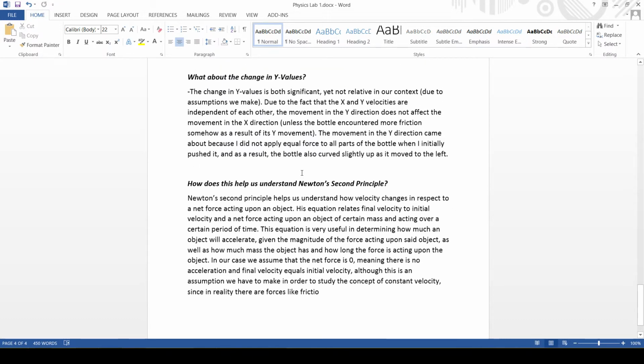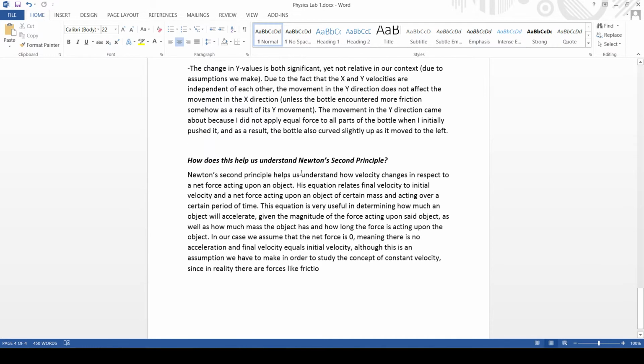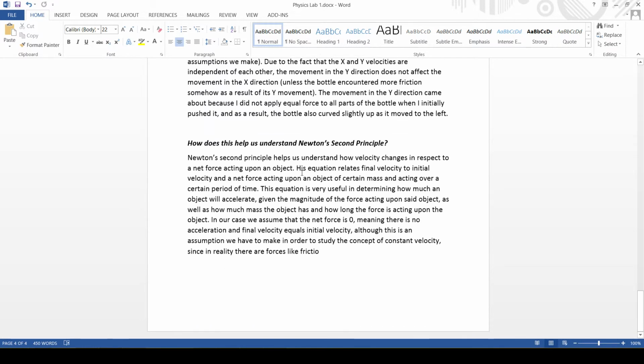This movement in the y direction was caused by my initial push on the bottle to get it rolling. My push was not strictly horizontal, and as a result, the bottle experienced some movement in the y direction. Now, in relation to Newton's second principle, we can see that when there is 0 net force acting on an object, it does not matter what the mass is, and it does not matter how long the force is acting upon it. If there's 0 net force, there will be no acceleration, meaning constant velocity.